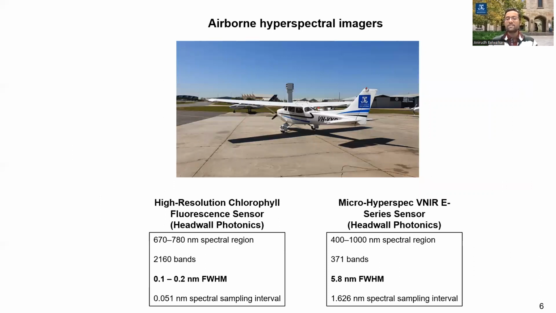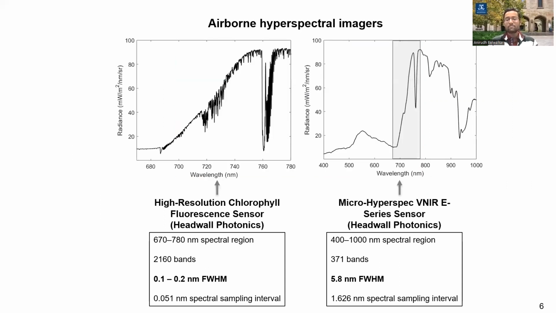So the two hyperspectral imagers used in this study were onboard a Cessna aircraft operated by the Hypersense Lab, University of Melbourne's Airborne Remote Sensing Facility. The spectral characteristics of the two hyperspectral imagers can be observed from the slide. The effect of these spectral characteristics can be observed in the sample radiance spectra collected from the same vegetation target. The transparent gray box in the narrowband imager radiance shows the region covered by the sub-nanometer imager.